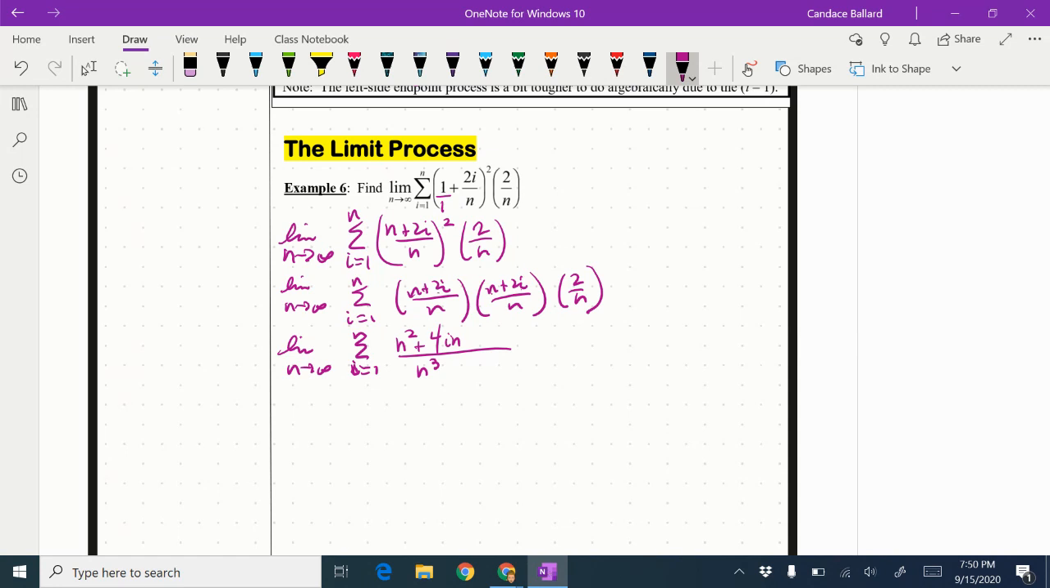Okay, and then 2i times 2i is 4i squared. And then we just have it multiplied all by 2. So next I am going to go ahead and take out this piece right here. So I'm going to take that out in front. So the limit as n approaches infinity of 2 over n cubed, the sum as i equals 1 to n of n squared plus 4in plus 4i squared.